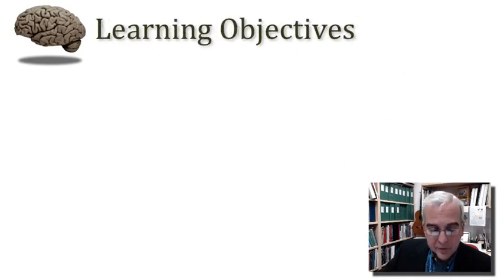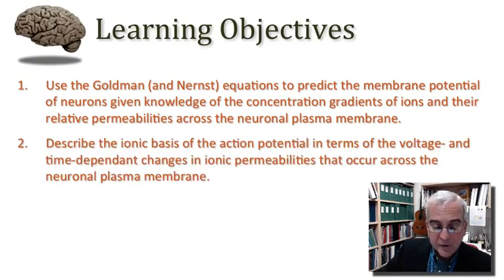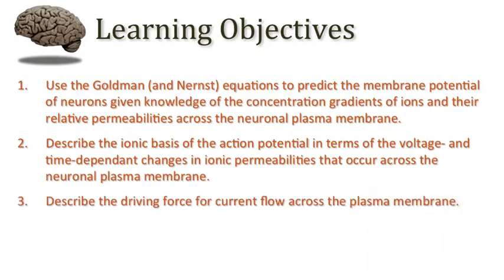We have some learning objectives for you today. I want you to be able to revisit the Goldman and even the Nernst equations and use those equations to gain an even deeper intuition about the membrane potential of neurons, to actually predict that value given knowledge of the concentration gradients of ions and their relative permeabilities across the neuronal plasma membrane. I want you to be able to describe the ionic basis of the action potential in terms of both the voltage and time-dependent changes in ionic permeabilities that occur across the neuronal plasma membrane.